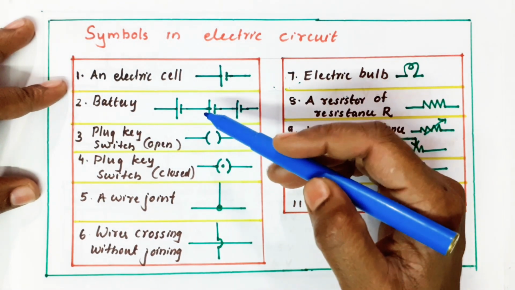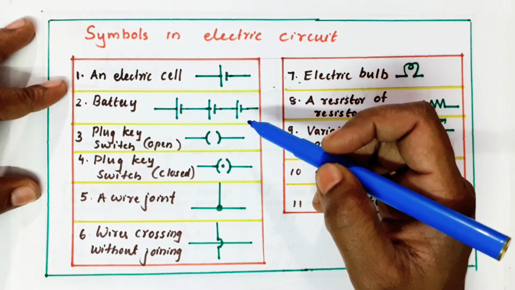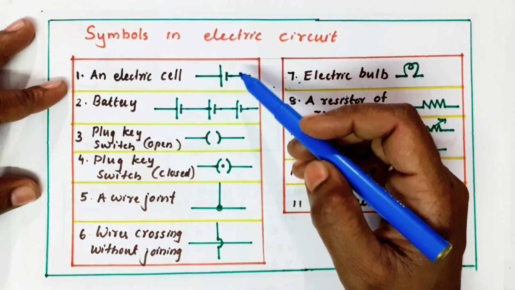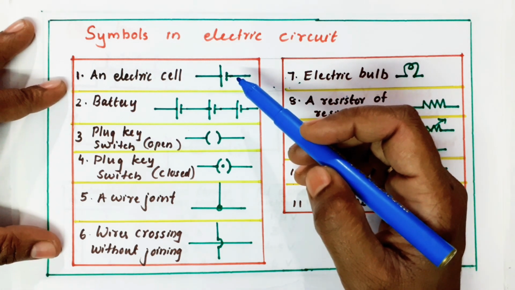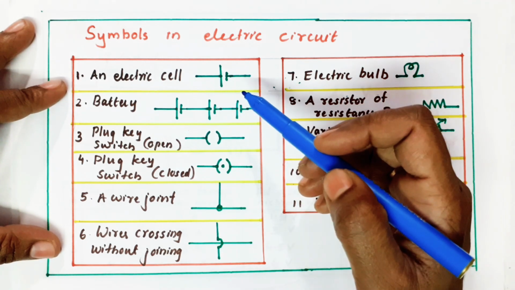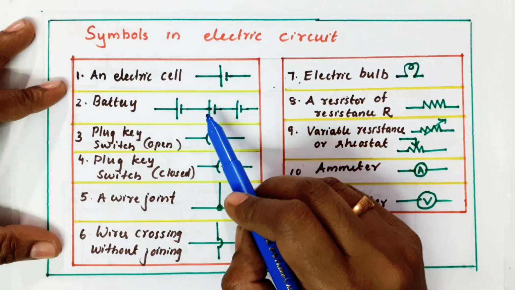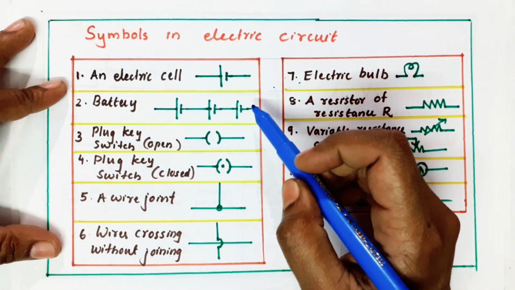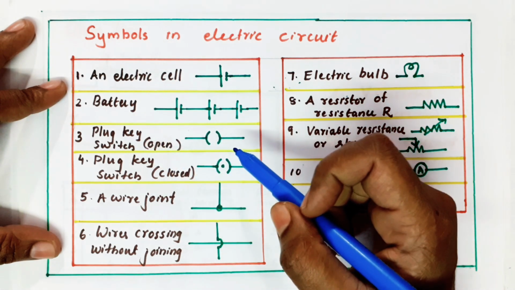Next, battery. Battery means a combination of cells. If you use only one piece, we call it a cell. But if you use more than one cell, 2, 3, 4 cells, like this, we call it a battery. Here I use 1, 2, 3 cells, so I can call this combination of cells a battery.